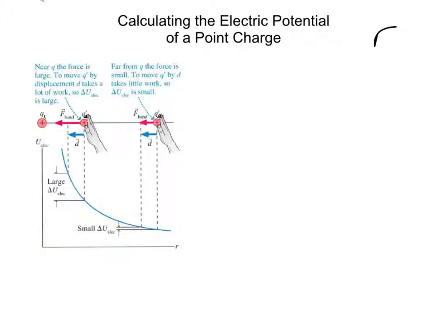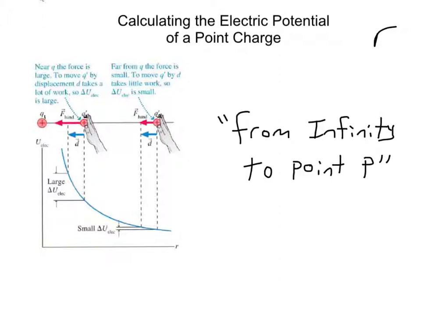In problems, this will often be stated as taking a charge from infinity to point P. It doesn't matter the distance from which we move that charge, because the r that we're going to be dealing with is the distance that our test charge Q2 is away from our fixed point charge Q1.